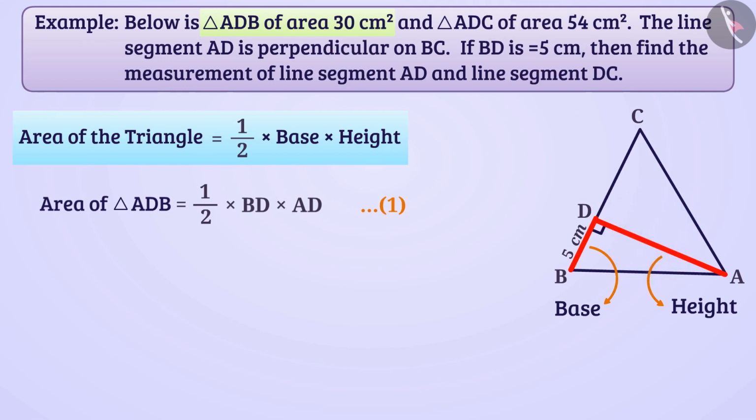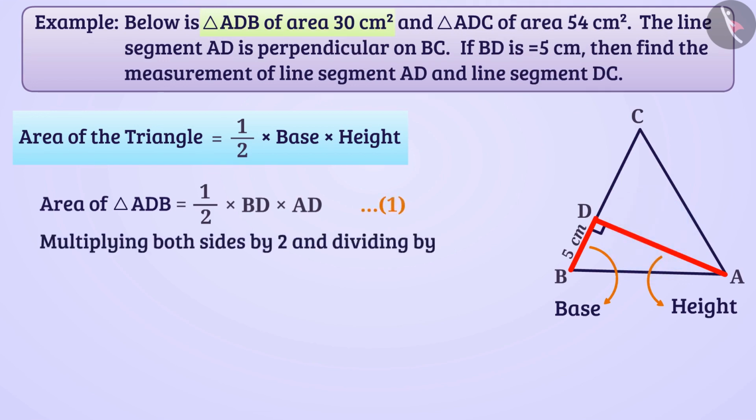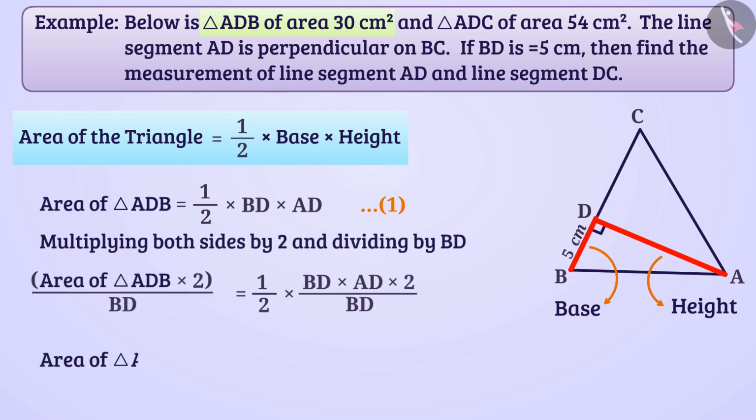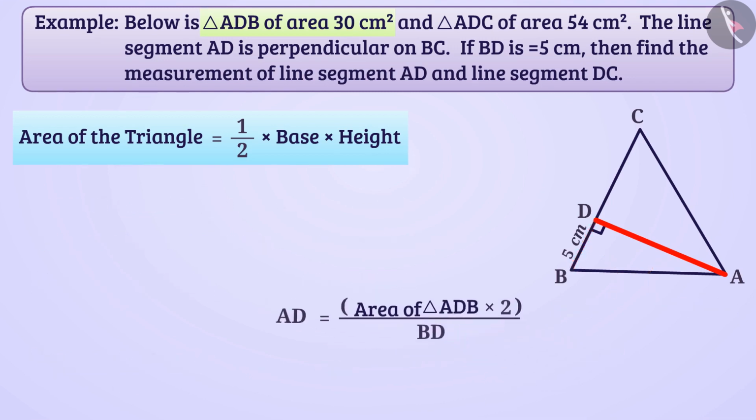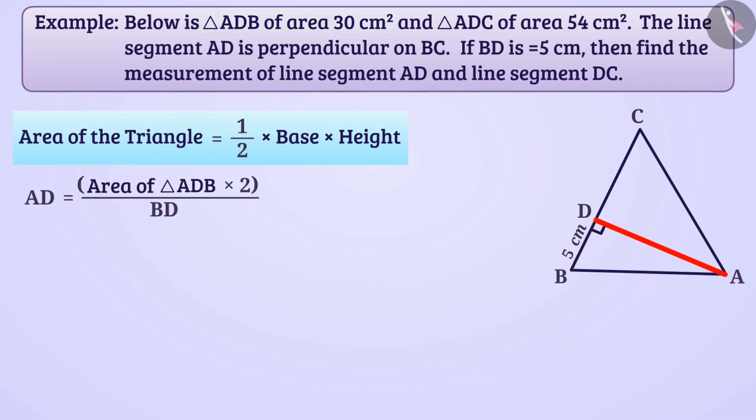For this, we will arrange the equation multiplying both sides by 2 and dividing by BD. We get area of triangle ADB multiplied by 2 divided by BD is equal to AD. We can write this as AD is equal to area of triangle ADB multiplied by 2 divided by BD. Since the area of triangle ADB is 30 square centimeter and the length of line segment BD is 5 centimeter, we get AD is equal to 12 centimeter.